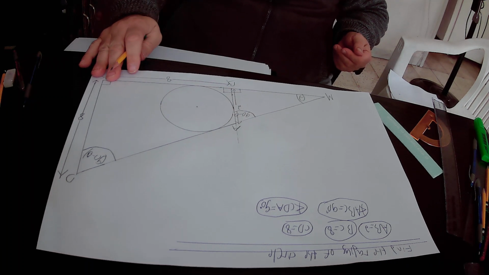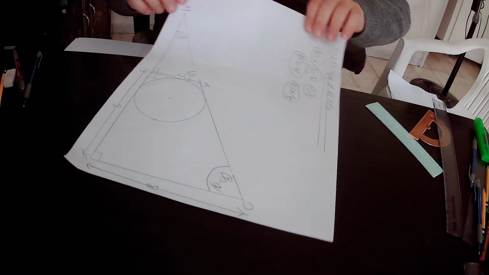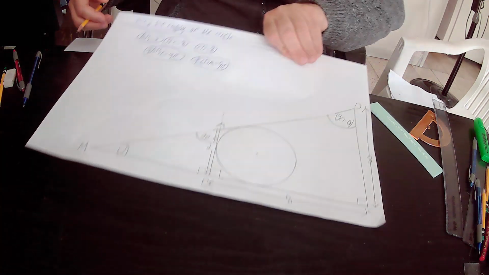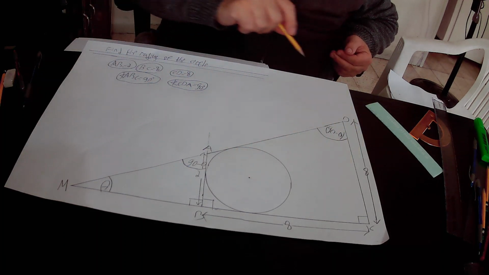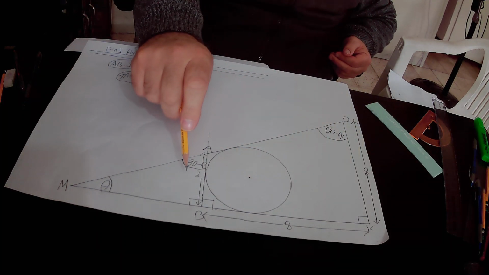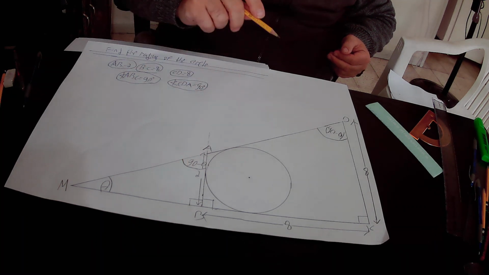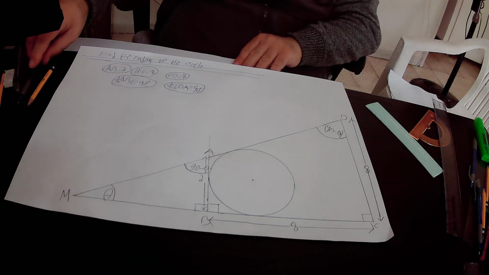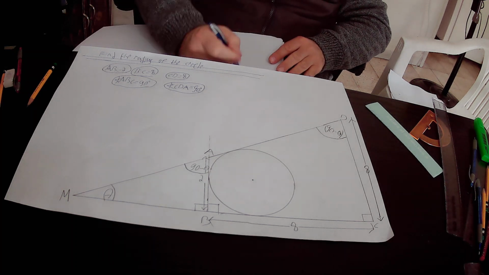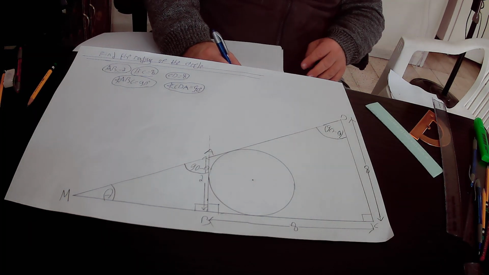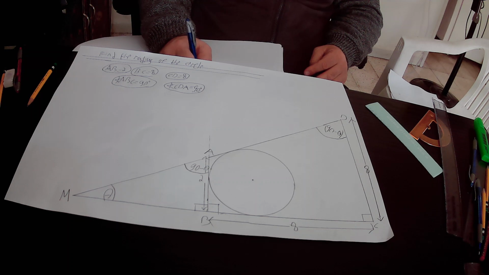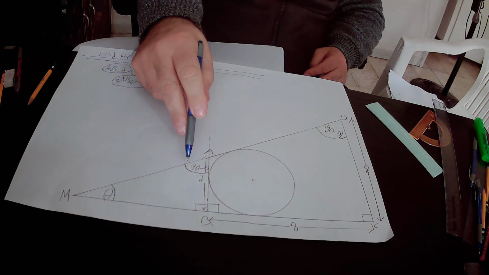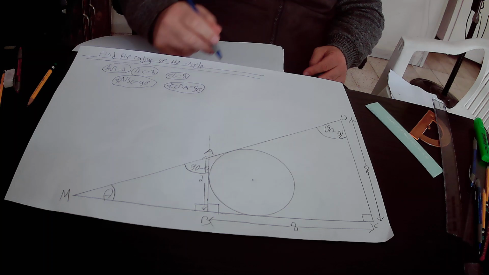Okay. In the next step, we will prove that the right big triangle, triangle DCM, is similar to this right small triangle, triangle MBA. So I write it down. The right big triangle, triangle DCM, is similar to the right small triangle, triangle MBA.